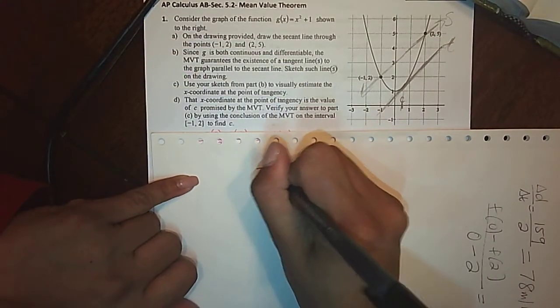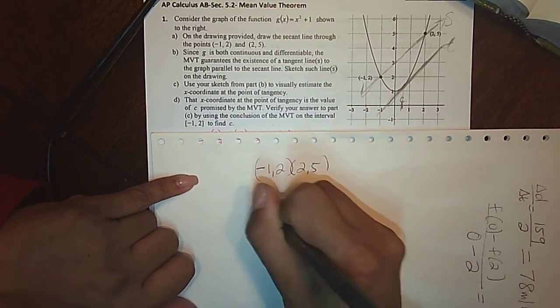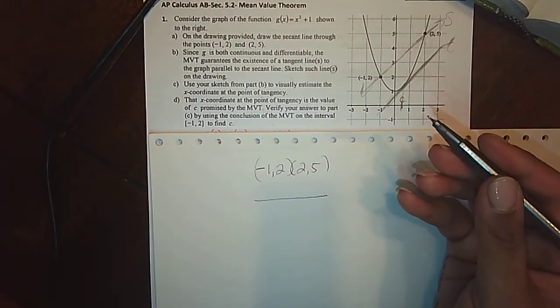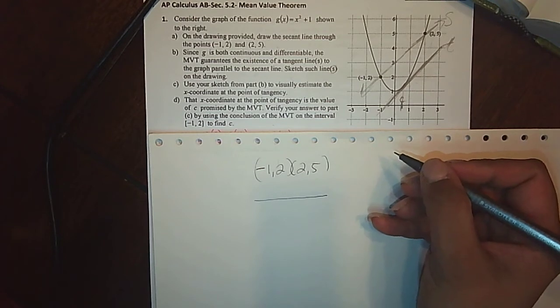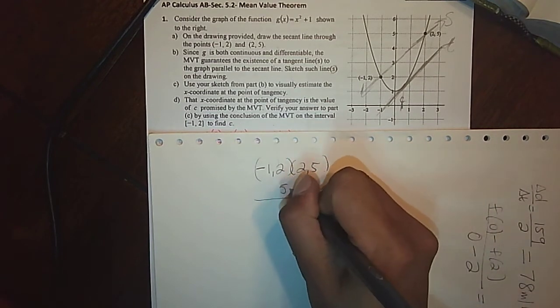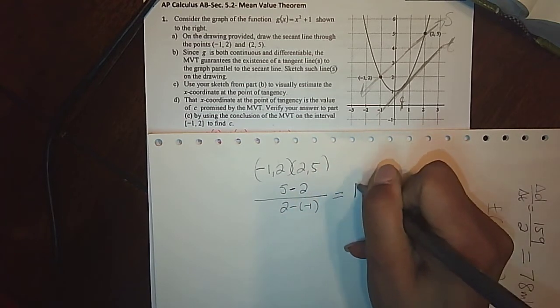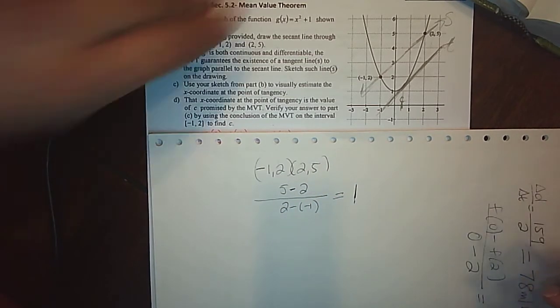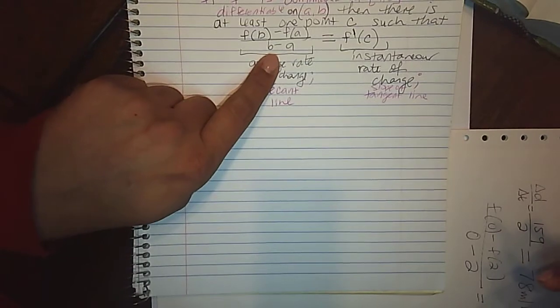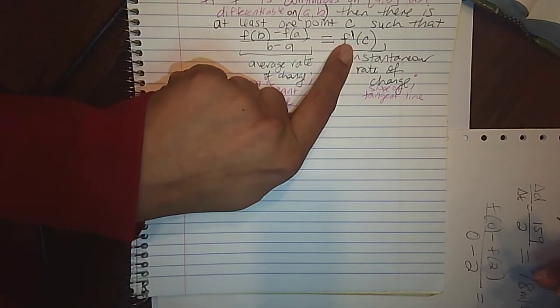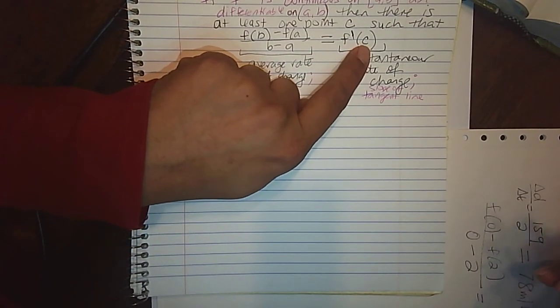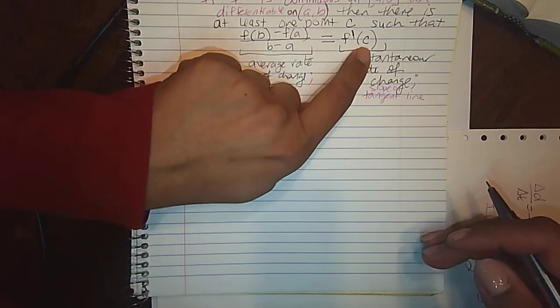So I'm looking at the average rate of change between (-1, 2) and (2, 5). And I'm just going to do the boring old slope formula. 5 minus 2 over 2 minus -1. And that gives me 1 after I've reduced. They want me to put this 1 equal to the derivative at C. My job, guys and girls, is to find C.